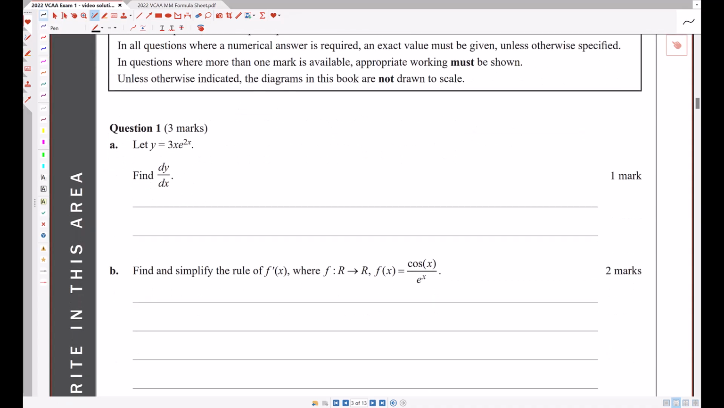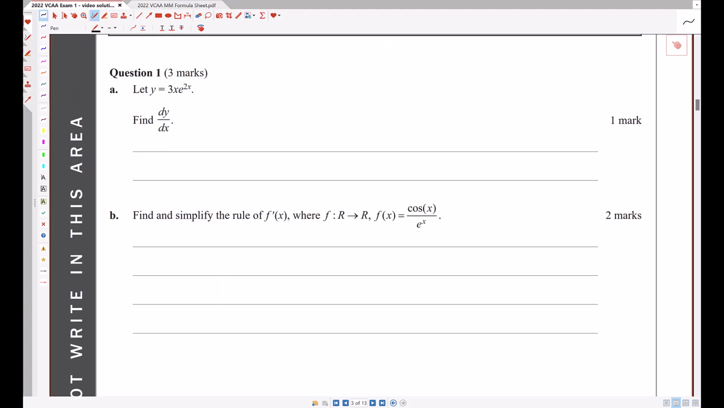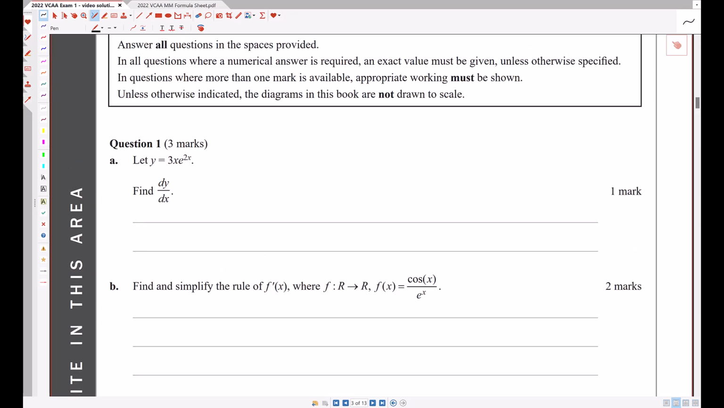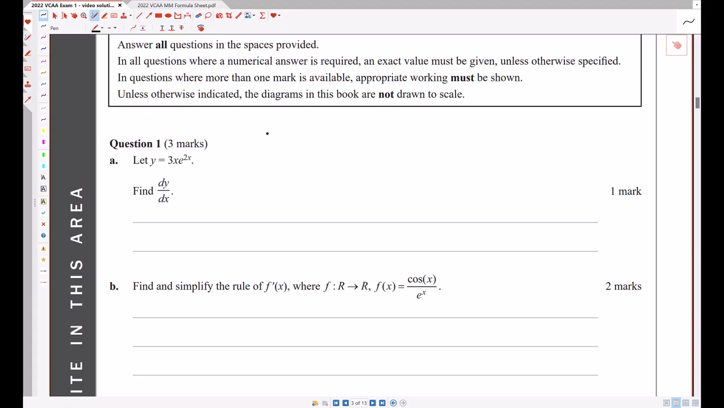Okay, so question 1, page 1, fairly standard for exam 1, a differentiation question, product or quotient rule usually. So here we have a product rule. Students often miss these product rules when it's just an x. It's easy to miss that this is actually 3x, a linear function, multiplied by e to the 2x, an exponential function. So we are going to need our product rule here.